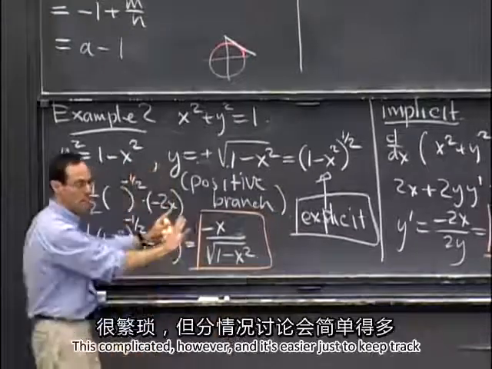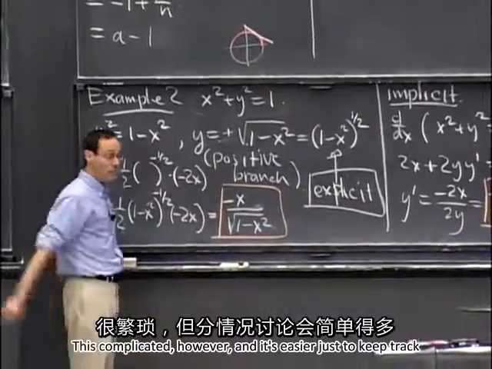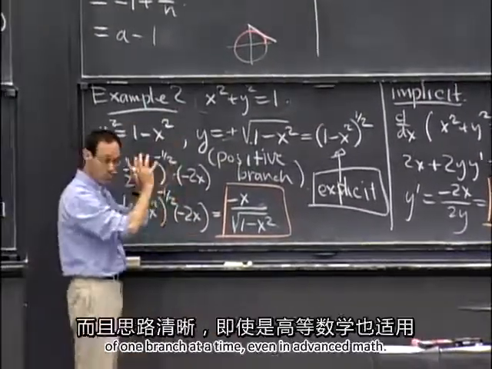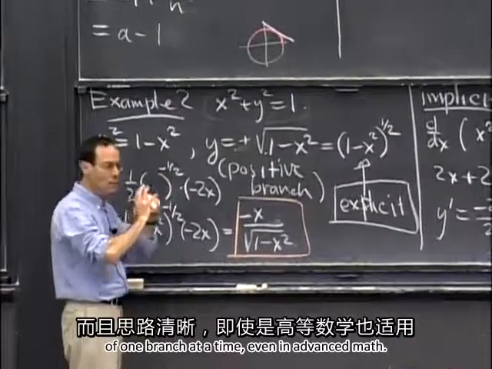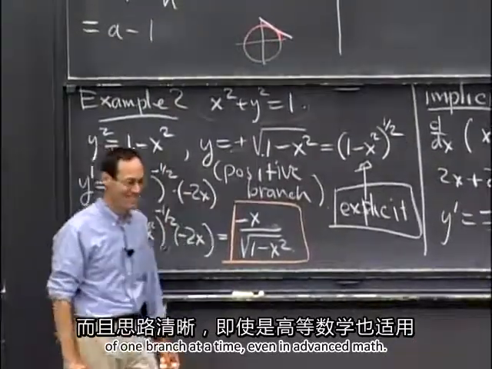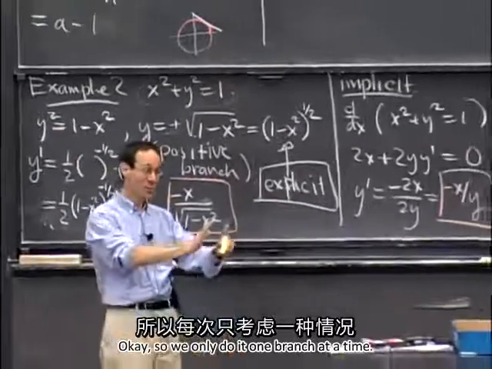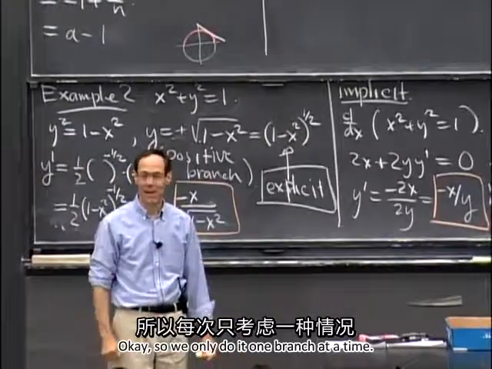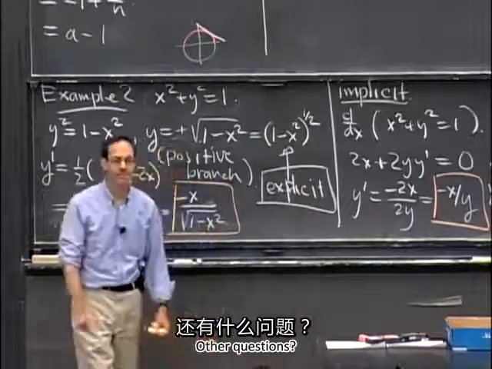So this is complicated, however, and it's easier just to keep track of one branch at a time, even in advanced math. Okay? So we only do it one branch at a time. Other questions?